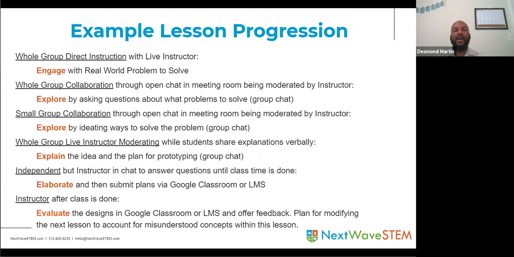And then we may come back once we have really ideated, built ourselves closer to the understanding of the technology, with an explanation session. That's whole group moderator led learning once again. This may be the portion of our instruction where the instructor is actually showing our students how to execute the skills that they explored in whole group collaboration earlier.